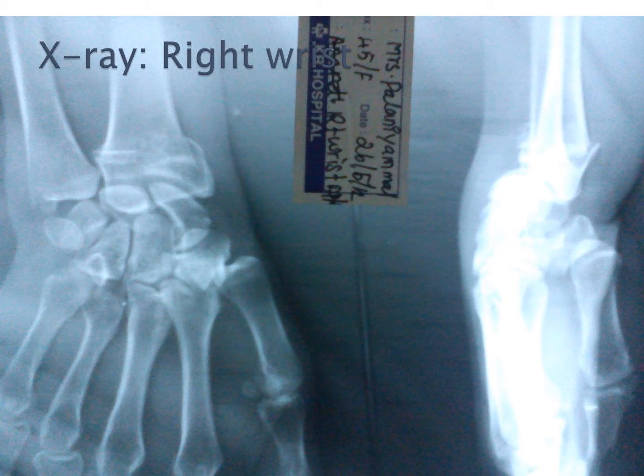This is the X-ray of the wrist, and you can see there is an extra articular fracture that is not involving the articular surface, and there is a dorsal angulation. So the extra articular fracture with dorsal angulation is Colles fracture.